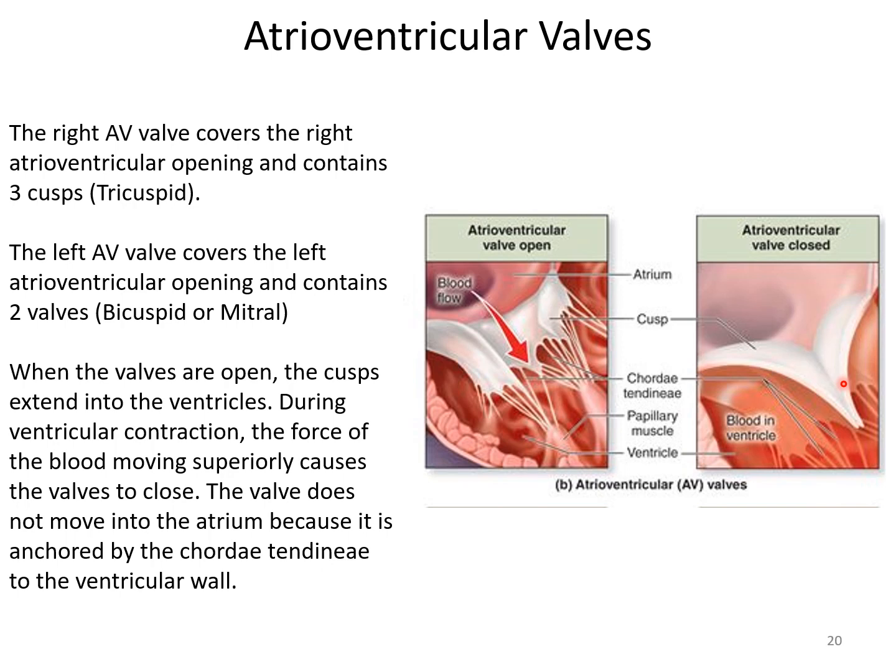Whenever the valves are open, the cusps extend into the ventricles. So here's our atria. You can see when the atria contract, it forces that valve open and the cusps extend downward into the ventricles. Now during ventricular contraction, the force of the blood moving upwards is going to cause these valves to close. So when this closes, it blocks off the entry to the atria, and the blood cannot go up into the atria. The only other available place for it to go would be through one of those semilunar valves.